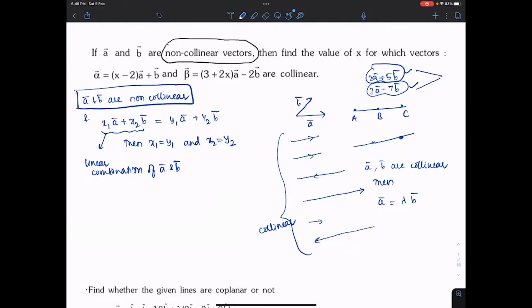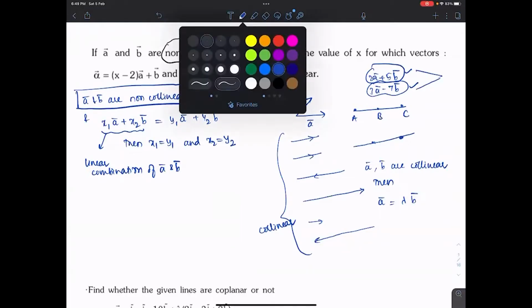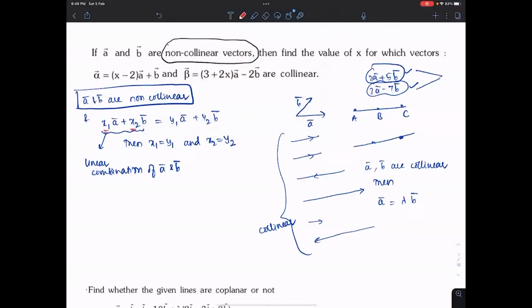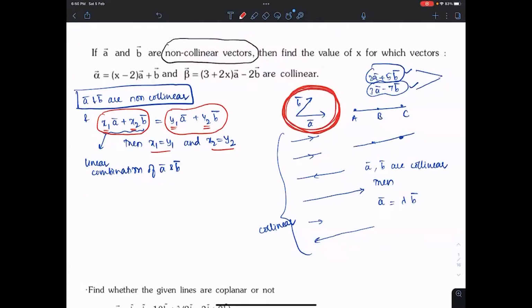That means if 2 different combinations, here the combination is x1, x2, here the combination is y1, y2, are giving the same overall vector, it means those 2 are not different combinations, they must be the same combination. That's why x1 must be equal to y1 and x2 must be equal to y2. That is a condition. Okay. If you're taking a combination of non-collinear vectors, then only this will hold true. Okay. Now let us see here.